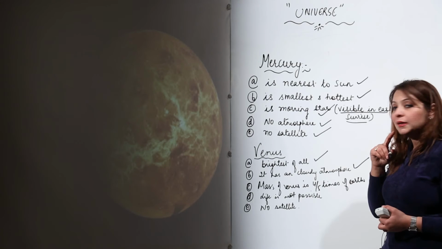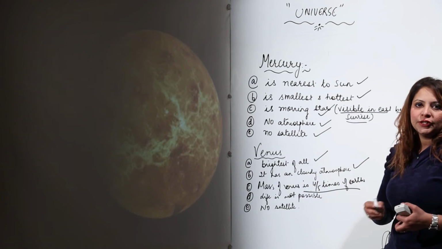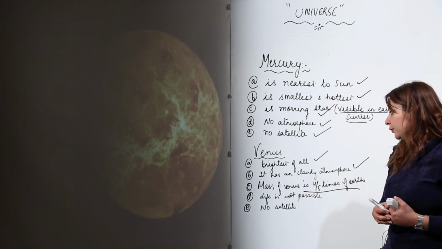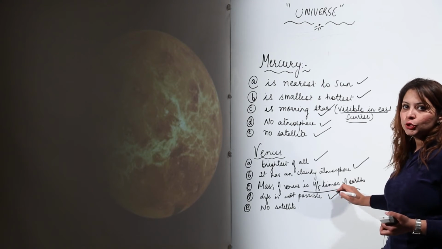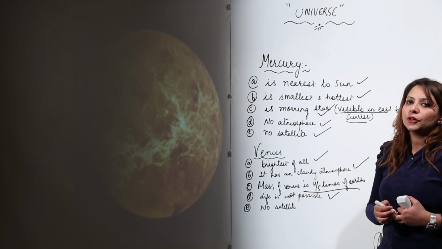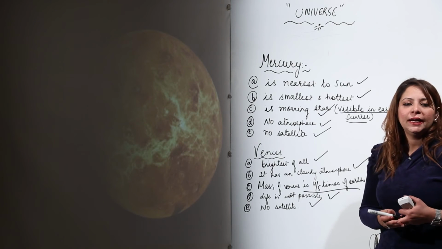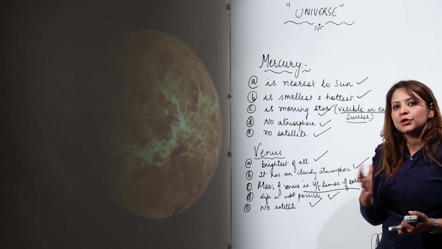And if we talk about the mass, the mass of Venus is actually 4/5 times that of the Earth. It is 4/5 times of the Earth, and again life is not possible because the conditions prevailing on Venus are not fit for the survival of life. And moreover again, it has no satellite. It has not got any other heavenly body which revolves around it.